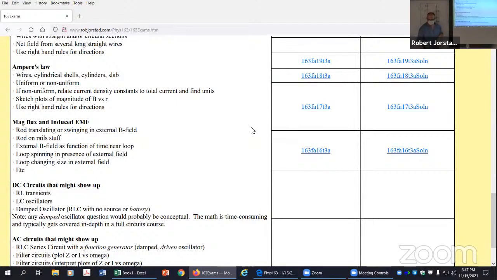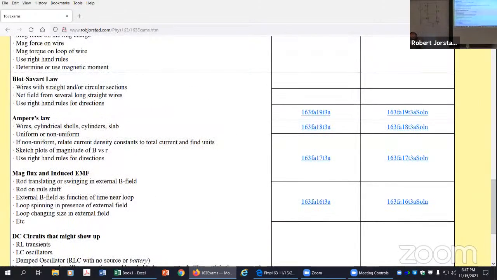I want to look now at the kind of stuff that's on the next test. I don't know any shorter way to say it than that.